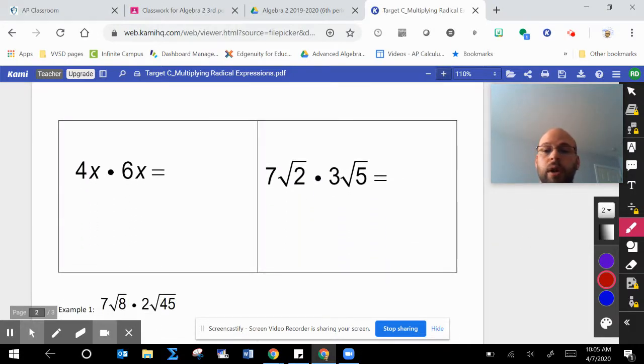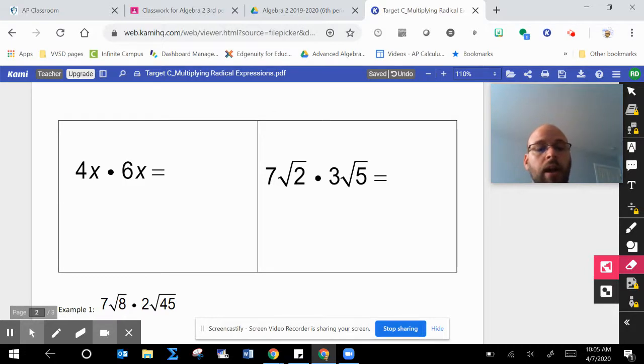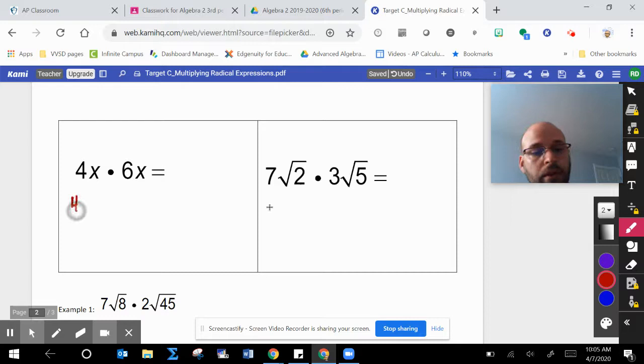First, I just want to review how multiplication works. If I were to multiply two terms together, especially with coefficients and variables, I would multiply the 4 and the 6 together, and I would multiply the x and the x together. So that would ultimately just give me a 24x squared. I think you guys have all seen that before.